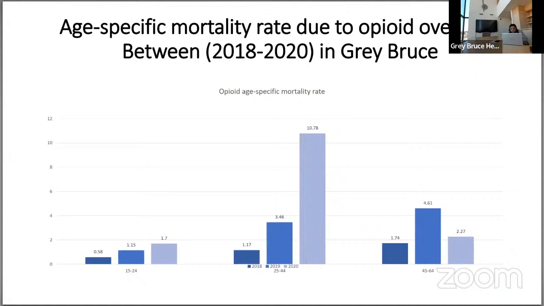In these three years, we do standardization of the data. We take the percentage of population of each age group from Ontario and use that mortality rate for Grey Bruce, to see how much it would be, age related, if the population were that percentage. This data is without standardization, but I will go second with the standardization. What we can conclude from this data is that the age group 25 to 44 is the highest, and there is an increase in that age group in 2020.